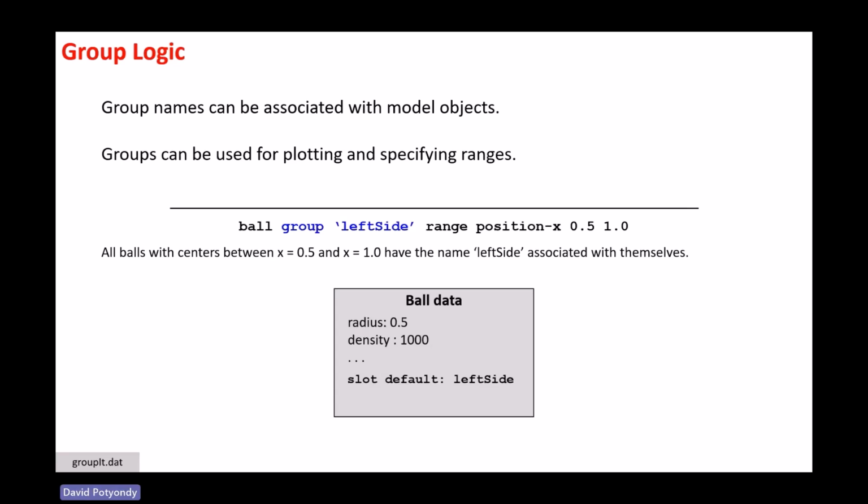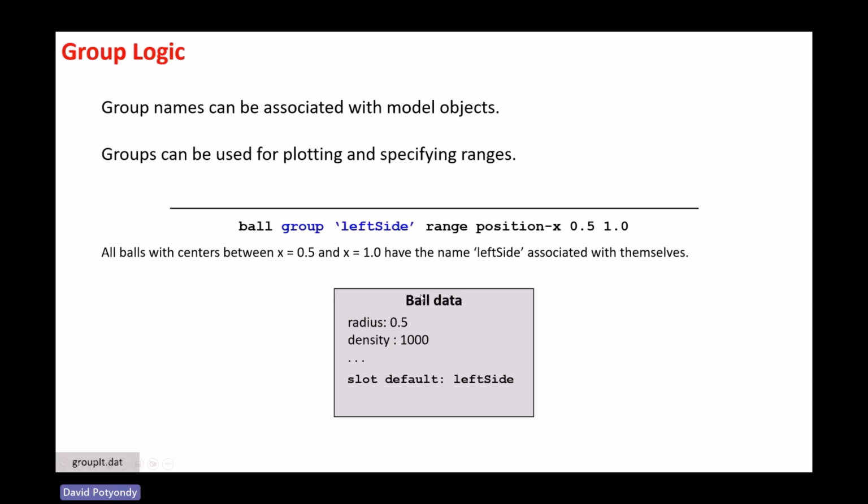Now we have this idea of a grouping. We can take model objects and we can assign them to different groups. Think of it like this. Every group has a name. So I'm going to create a group called left side. And this is a ball group command, so it's a command like any other command. This is going to use the range logic, right? Just the guys who are between 0.5 and 1 are going to become part of a group. They're going to get a label called left side.